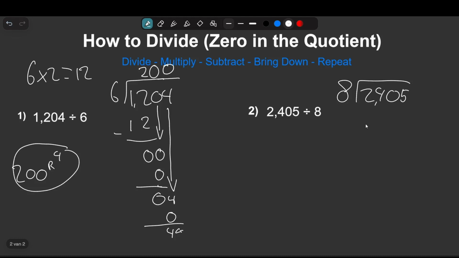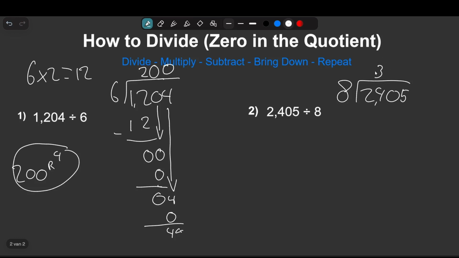So, the first step we're going to take, again, is to see how many times 8 fits into 2. Well, it doesn't fit, so we have to make the 2 a 24 like this. So we're going to use these two. How many times does 8 fit into 24? Well, 8 fits 3 times into 24.